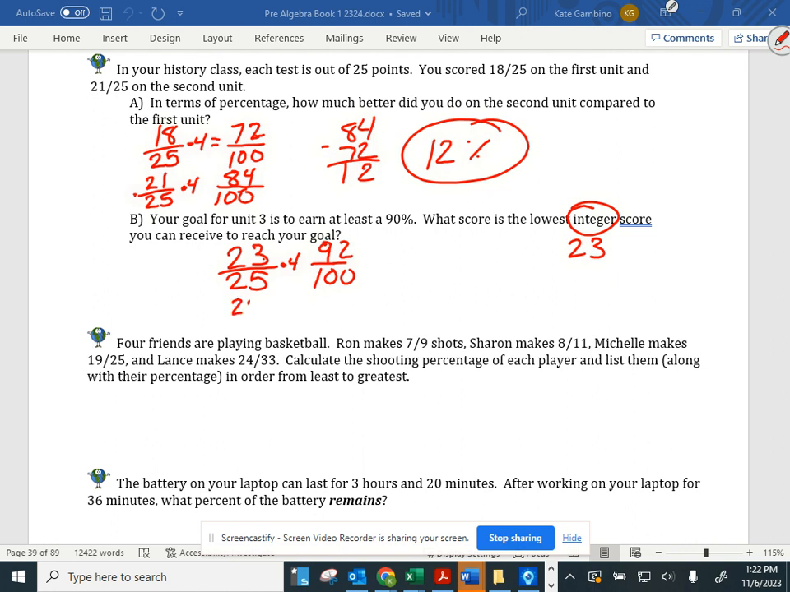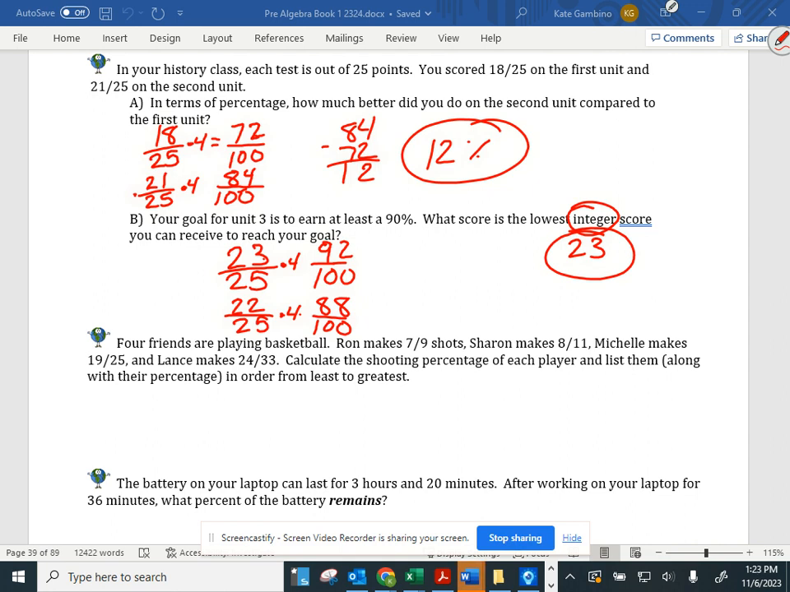So let's check and see. I'm going to multiply it by 4 so I get that 100 denominator. 4 times 22 is 88. Would that work? No. So Matthew was correct in that the answer is 23. I don't want to see it as a fraction. I want to see it as an integer.